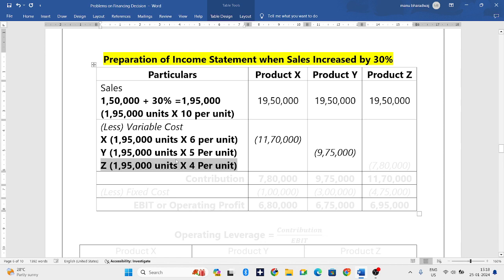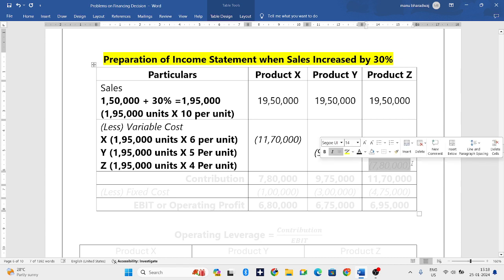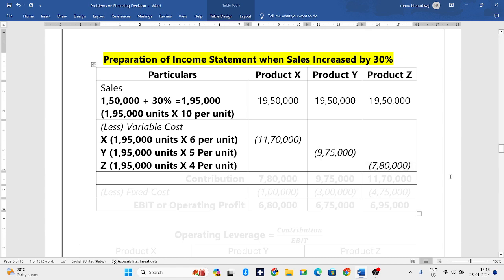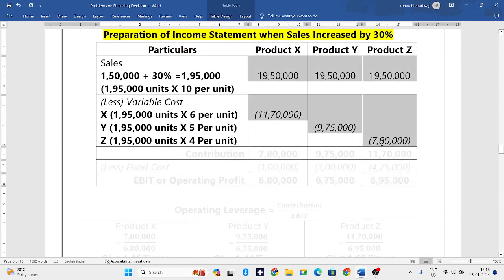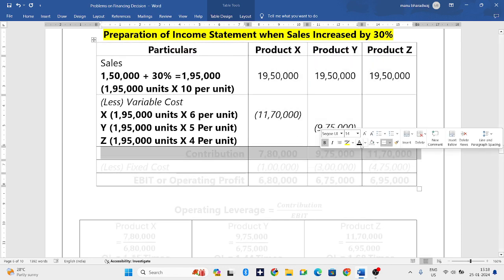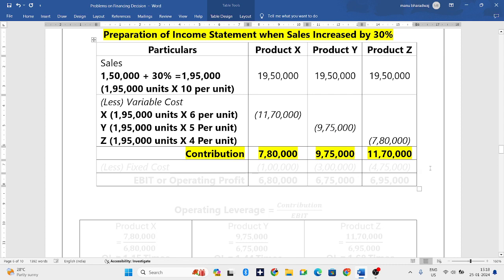Variable cost per unit is 4 per unit. The total units sold is 1,95,000 into 4 per unit, which gives us 7,80,000 rupees. That is the variable cost of Product Z. Now when we subtract these from sales, we will get contribution.